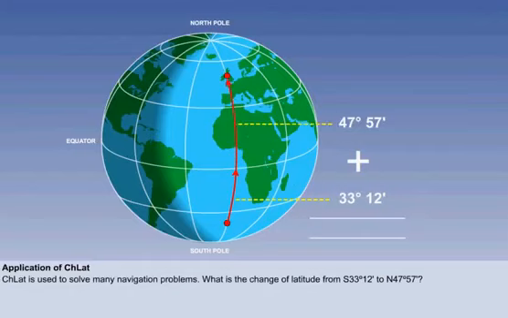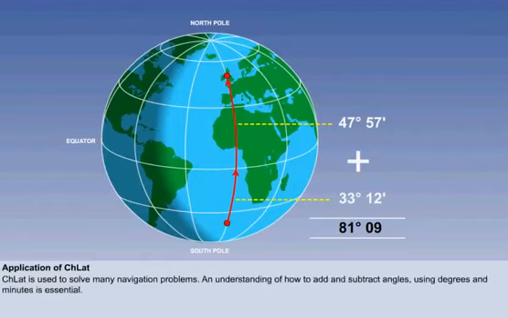Starting with the minutes, 2 and 7 are 9, 1 and 5 are 6, which is 1 whole degree, so carry the 1. 3 and 7 plus the 1 is 11. 3 and 4 plus the 1 is 8. So CPL from south 3312 to north 4757 is 81 degrees and 9 minutes. It is clear that you will need to be familiar with addition and subtraction of degrees and minutes of angles.